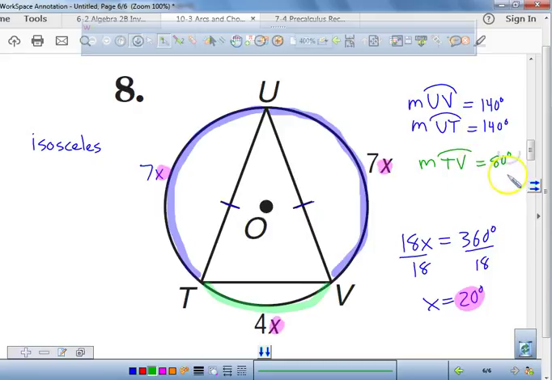And by the way, if for some reason we messed up, how could you check? What should these all add up to be? 360. Yeah, if they don't add up to 360, then you must have done something wrong over here.